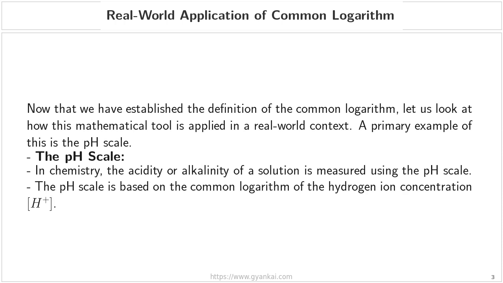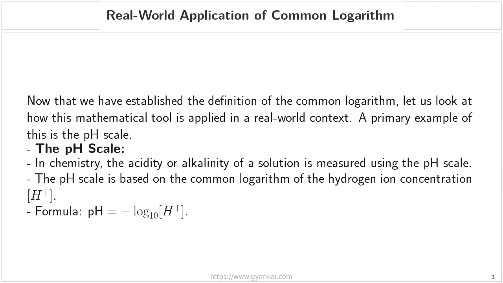What is interesting here is that the pH scale is directly based on the common logarithm, which, as we discussed in the previous slide, is the logarithm with base 10 of the hydrogen ion concentration, represented as H+ in brackets. To express this mathematically, we use the formula pH equals negative log base 10 of the hydrogen ion concentration. In the next slide, we will walk through a step-by-step example to see exactly how to use this formula to calculate a pH value.